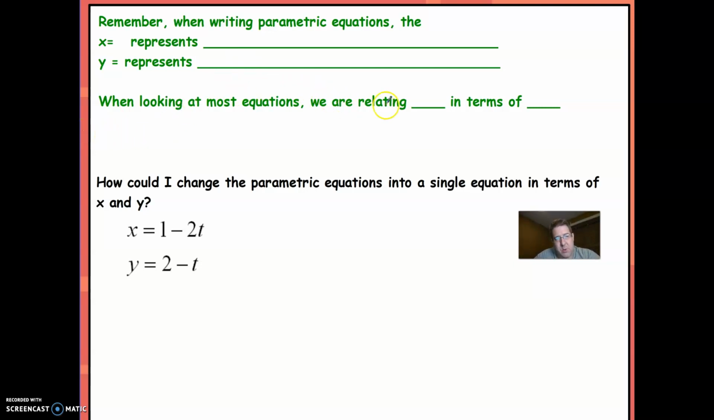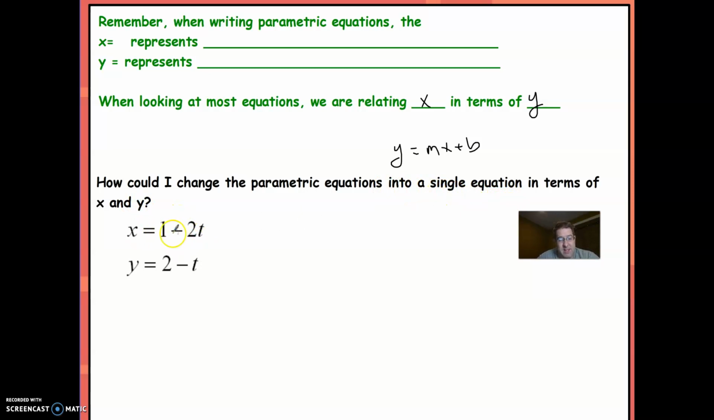When looking at most equations, we're relating y in terms of x. And the reason why we're doing that is because whenever you write equations, usually like y equals mx plus b, it's usually y equals something. So how can I change the parametric equations to a single equation in terms of x and y?